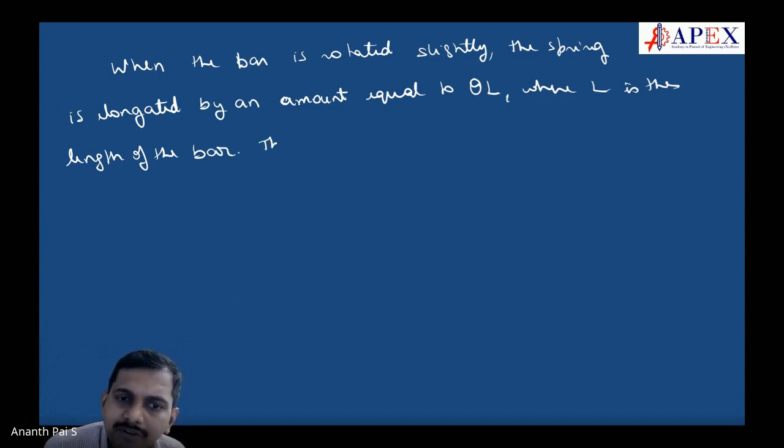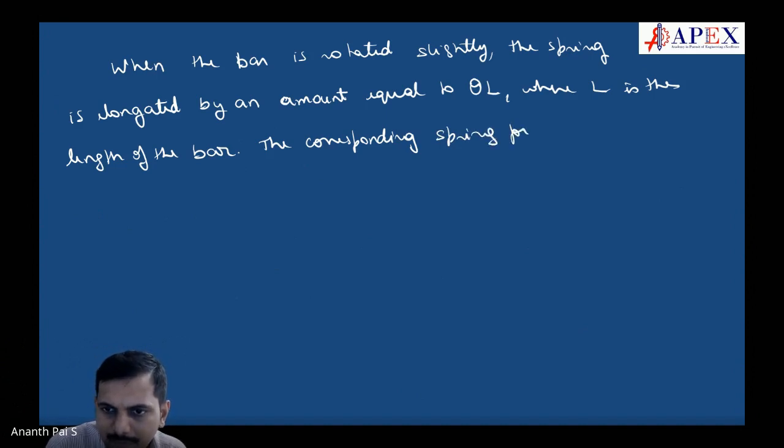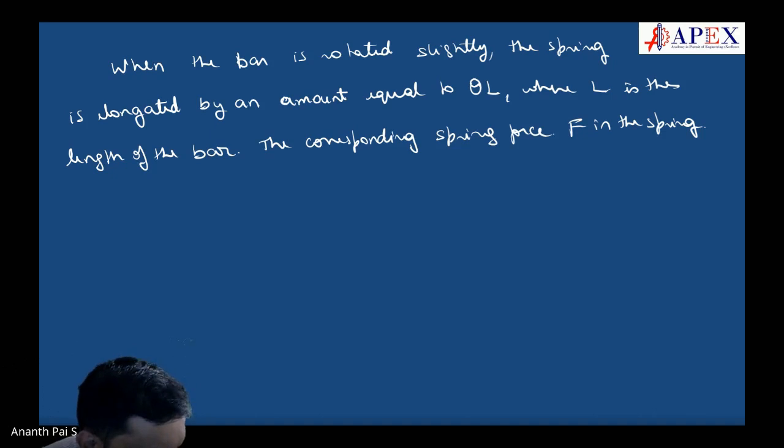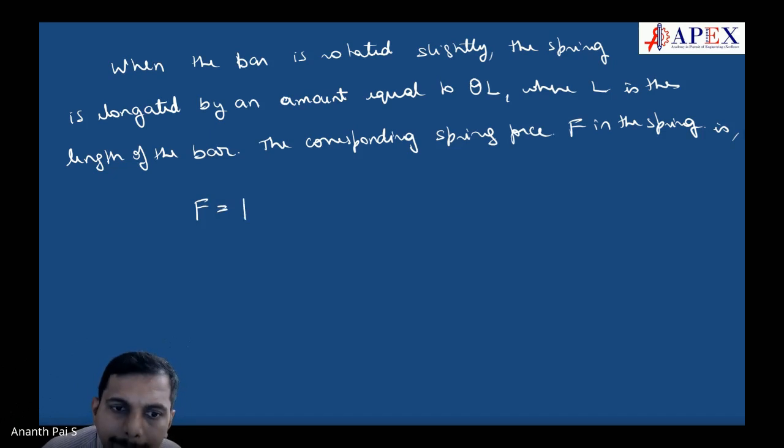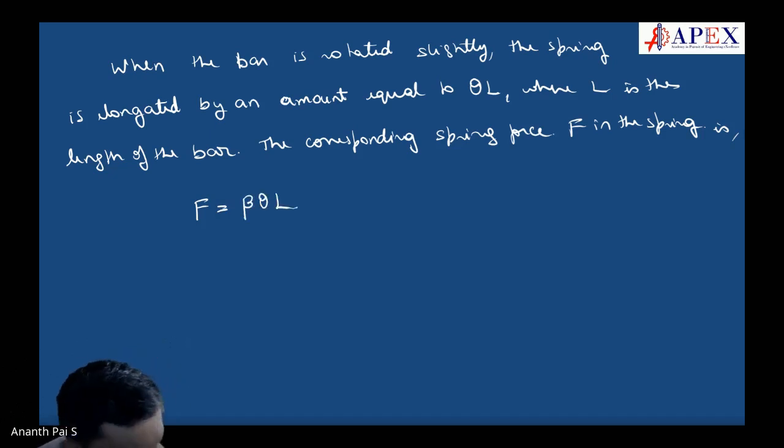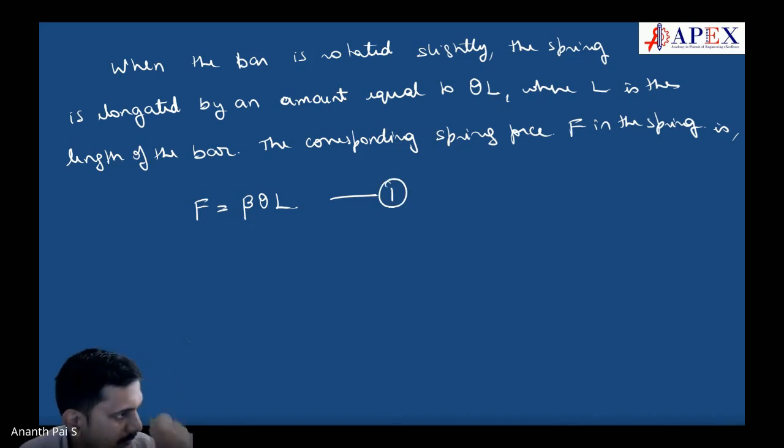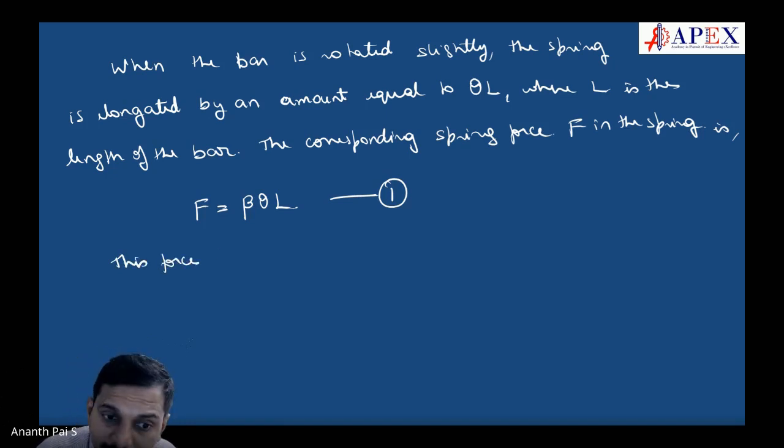The corresponding spring force F in the spring is F equal to beta into theta into L, right? Let this be equation number 1. F is equal to beta theta L. This force creates a clockwise moment.